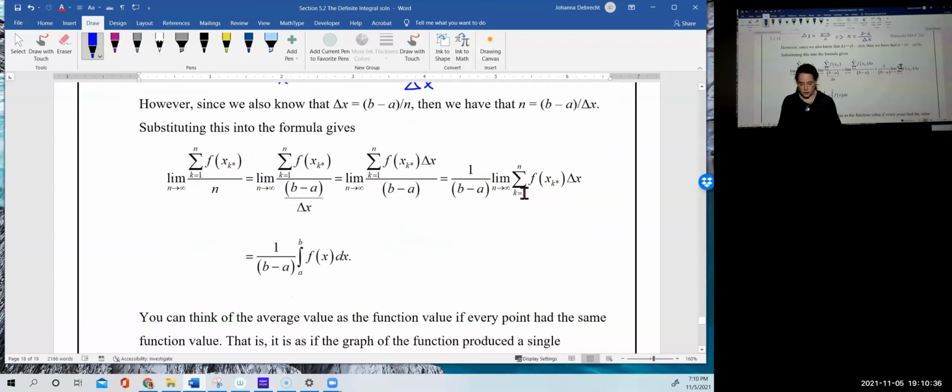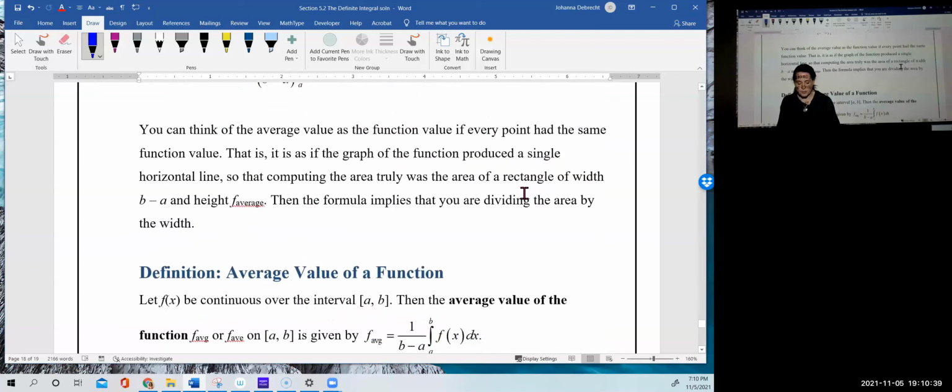Now, average value would be as if every point on the function had the same function value. That is, the function only produced a single horizontal line. And then computing the area really would be finding the area of a rectangle. So you can think of it as, what would the rectangle's height be if it formed a rectangle with the same area as the area between the curve and the x-axis? That's what the f average is giving you.